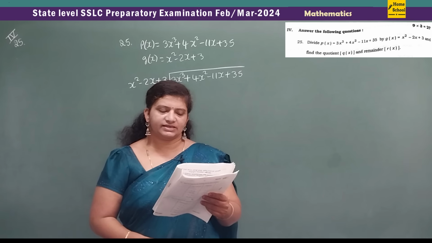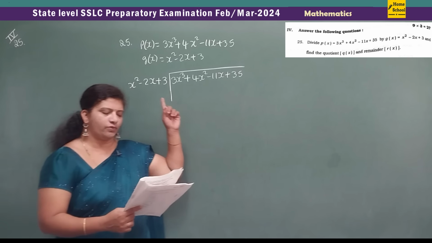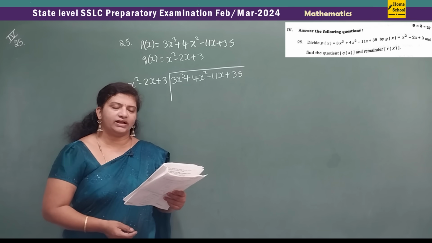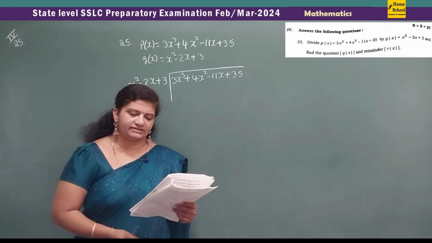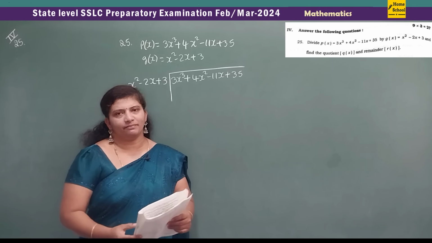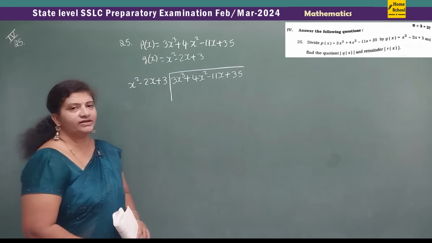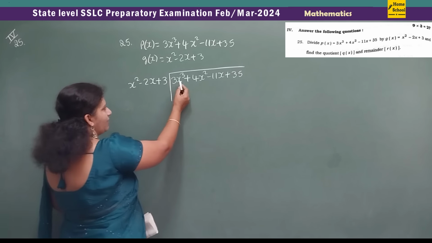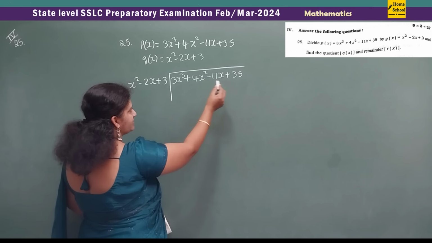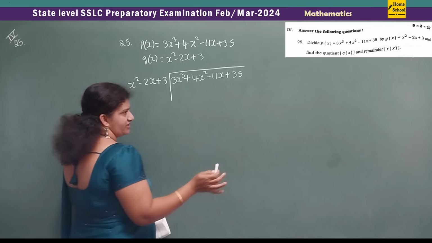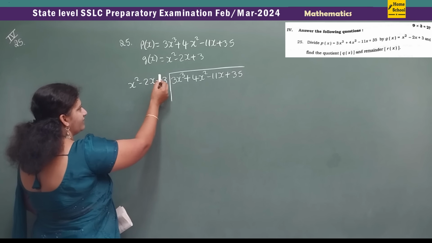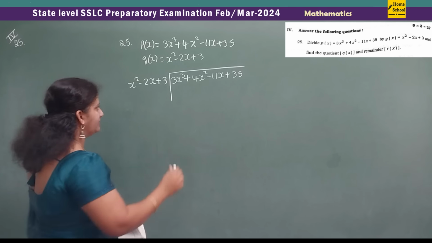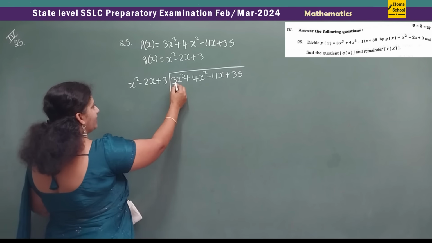Divide P of x is equal to 3x cube plus 4x square minus 11x plus 35 by G of x is equal to x square minus 2x plus 3 and find the quotient and remainder. So polynomial P of x should be divided by G of x. You are going to find quotient and remainder. So, observe the powers. Is there any power missing? 3, 2, 1, 0. No power is missing here. And here also 2, 1, 0. So, this is the first step you should follow while you are doing division of polynomials. So, nothing is missing. So, directly we can start.